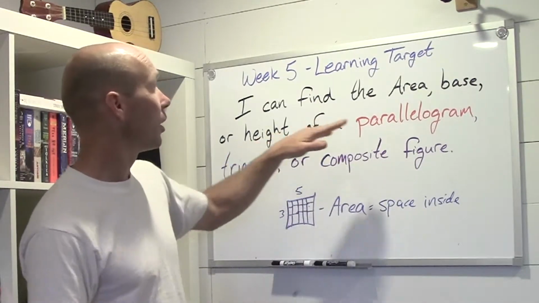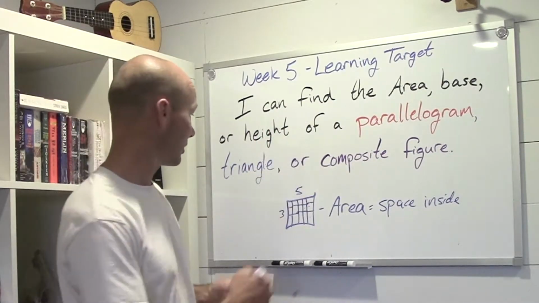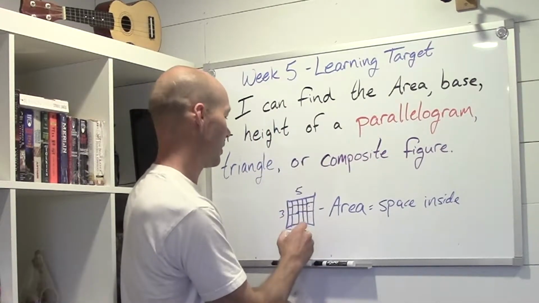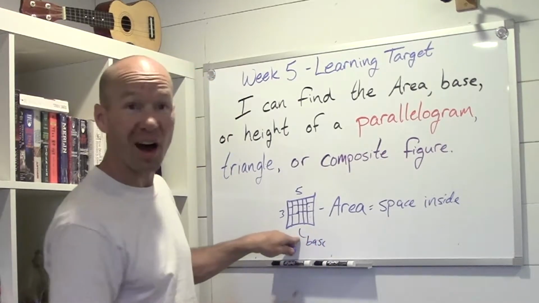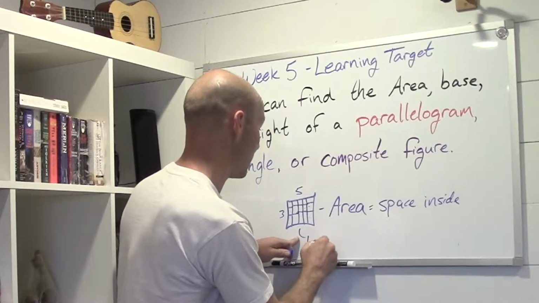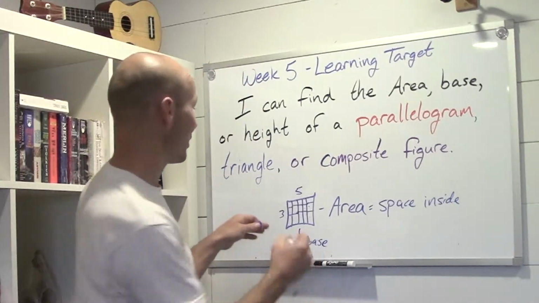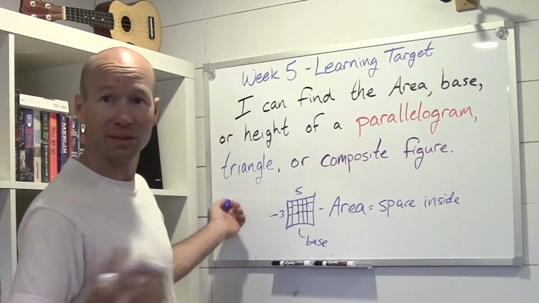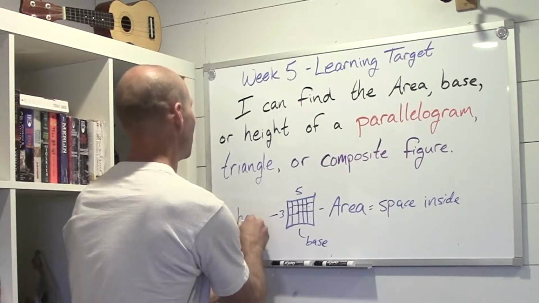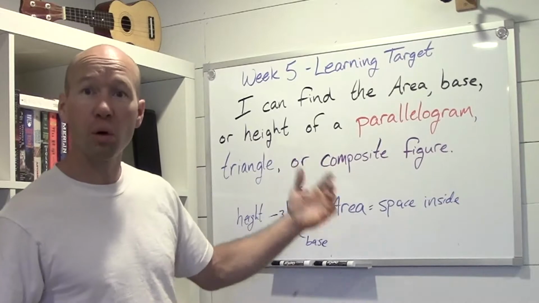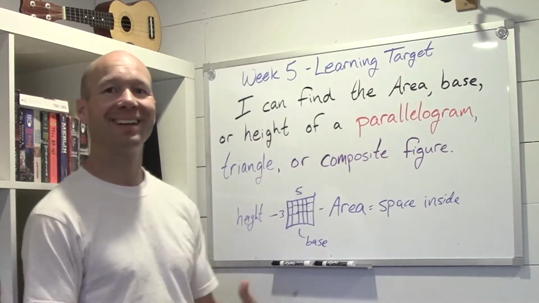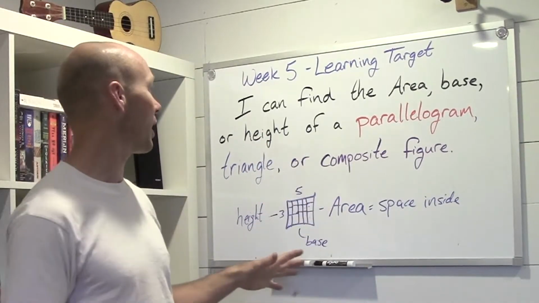Alright, so which gives us the base again. Base is the bottom of the rectangle, and the height is the side. So H-E-I-G-H-T. We've got the side of the rectangle is the height. And those are all really important things to remember as we're getting into geometry. We're going to be using that all the time.